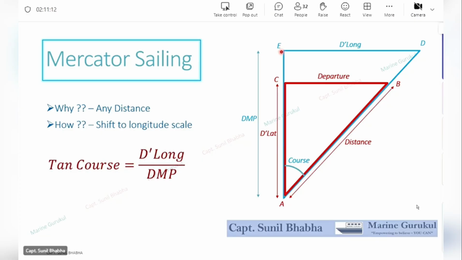Now in this Mercator sailing triangle, we have only one additional formula, and that formula is using the tangent ratio. Tangent of course is equal to d long upon DMP. So this formula in plain sailing was tangent course equal to departure upon d lat. It has been converted to tangent course is equal to d long upon DMP.